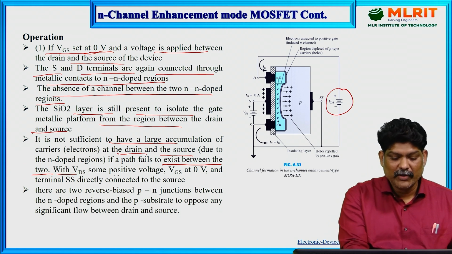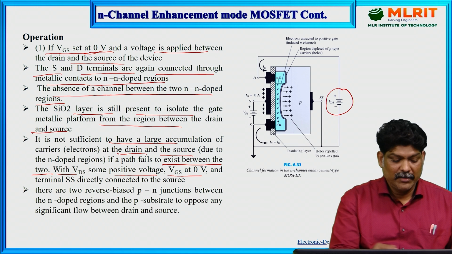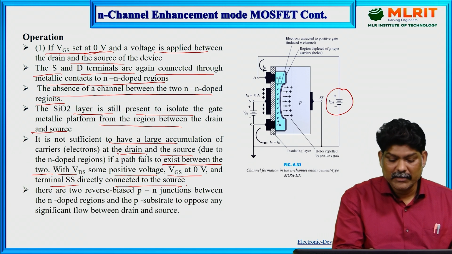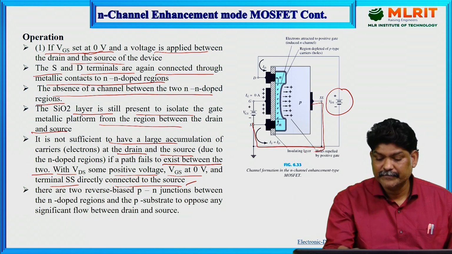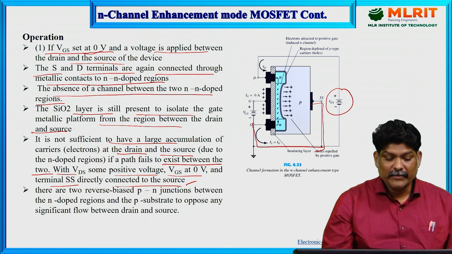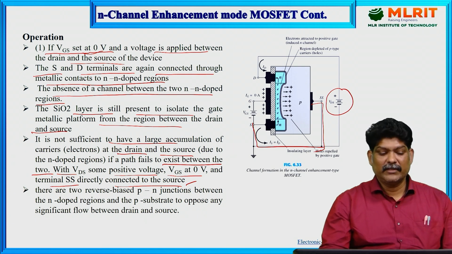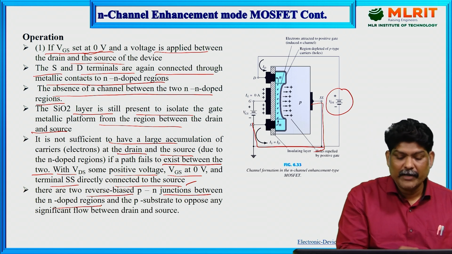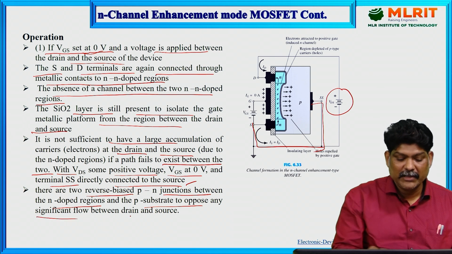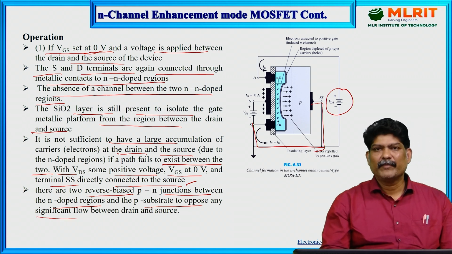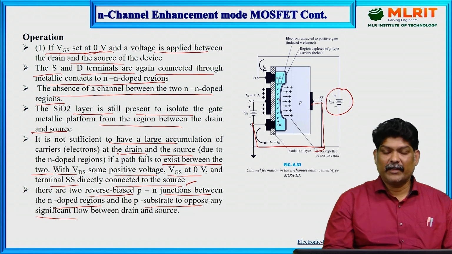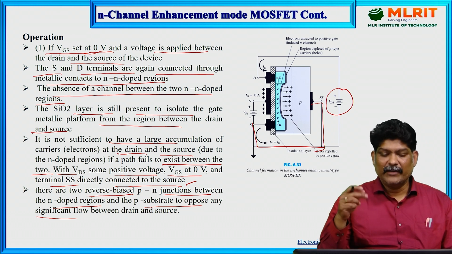So with VDS at some positive voltage and VGS at 0 volts, what happens? Terminal SS is directly connected to ground, that is, directly connected to the source. The source is directly connected to the body, the substrate body. In such a case, there is not a sufficient, large accumulation of electrons. There are two reverse PN junctions between the N-doped regions and the P substrate that oppose a significant flow between the drain and source. This is the basic point here. There are two reverse bias conditions and a small number of electrons, so there is a large depletion region between P type and N type when VGS is equal to 0 and VDS is some positive voltage.